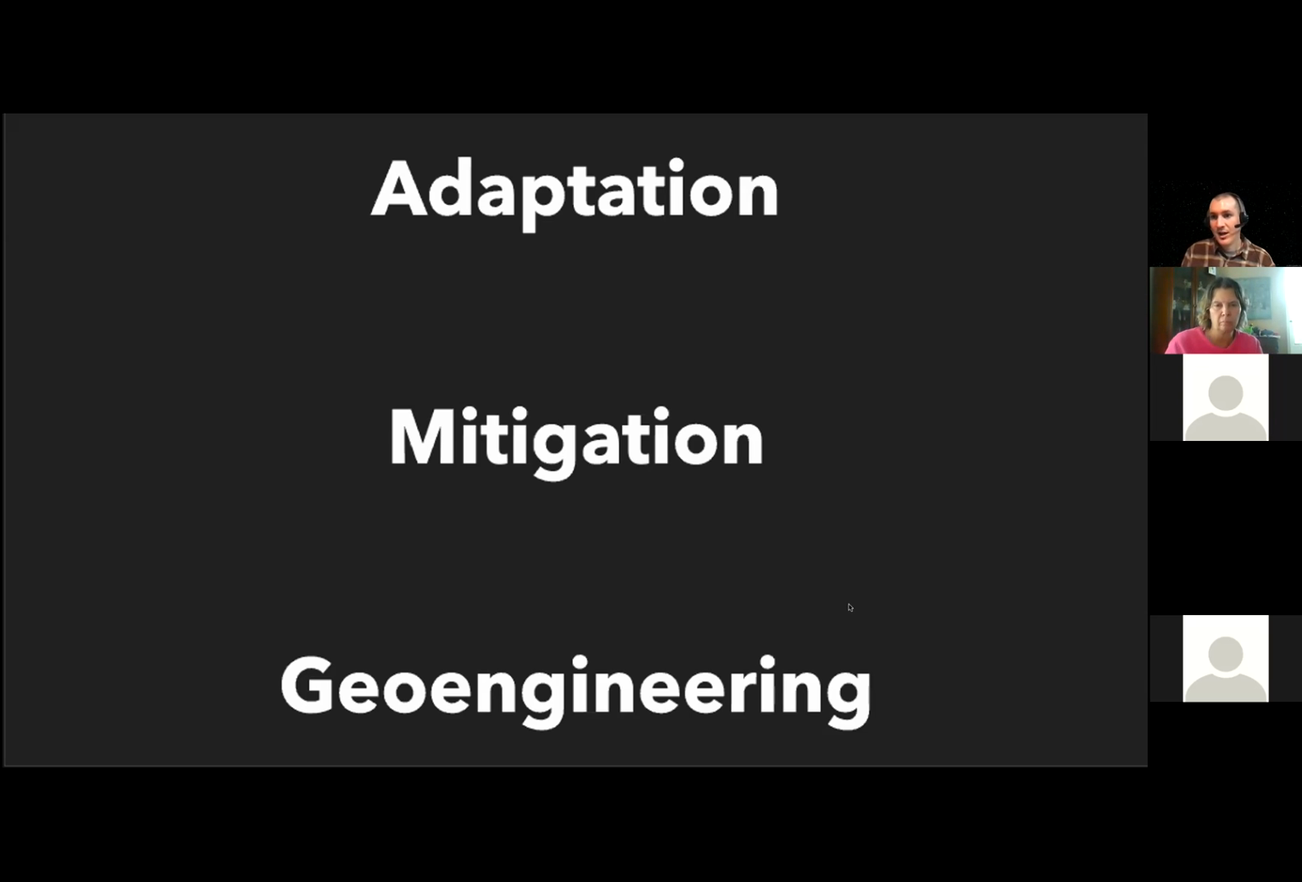Mitigation are strategies of trying to decrease our impact on climate change. So this would be changing our energy sources away from fossil fuels toward renewable energy so that we are actively decreasing the greenhouse gas emissions that we're producing.